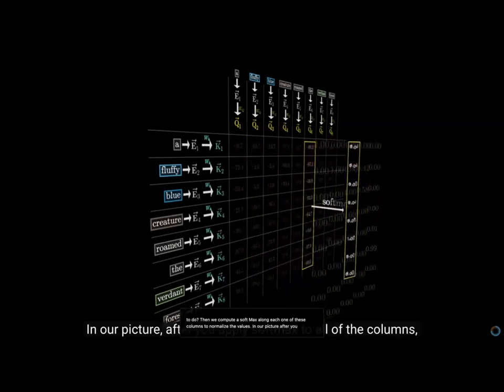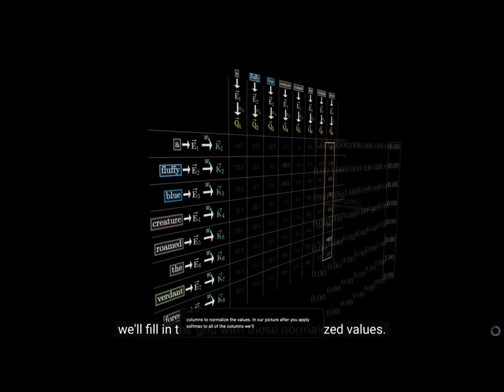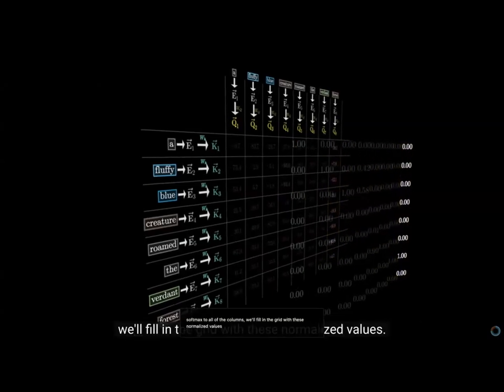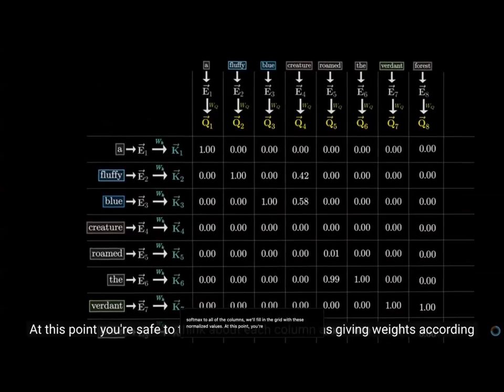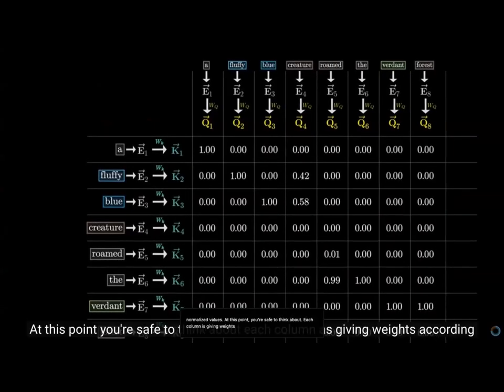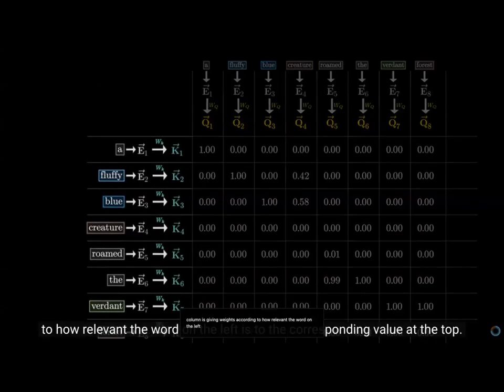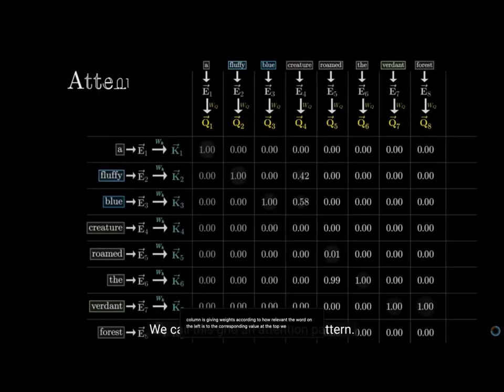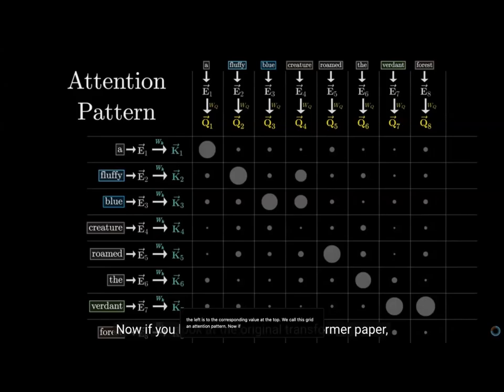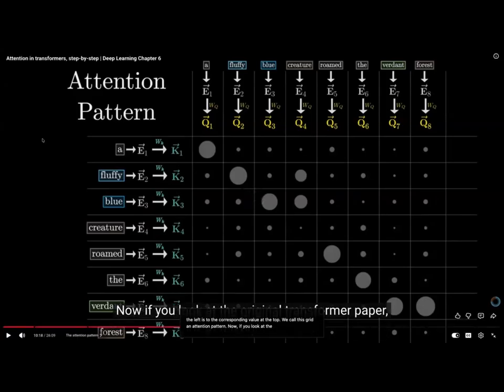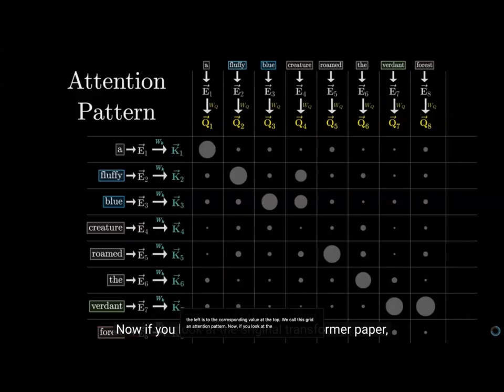In our picture, after you apply softmax to all of the columns, we'll fill in the grid with these normalized values. At this point, you're safe to think about each column as giving weights according to how relevant the word on the left is to the corresponding value at the top. We call this grid an attention pattern. Sometimes you'll see it called an attention map or heat map, and you'll see a lot of different mentions of this table. But the idea is how the words are related or attended to.